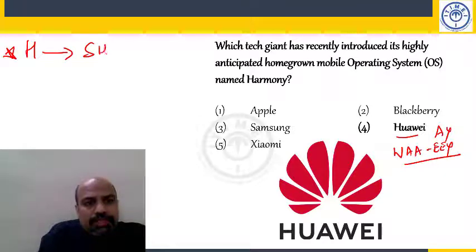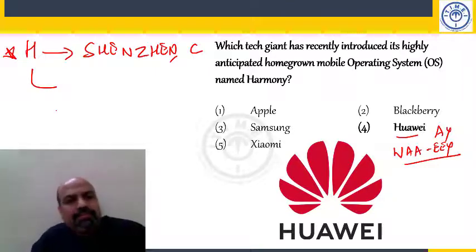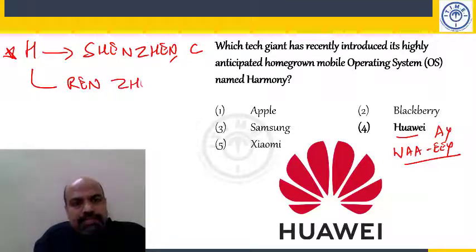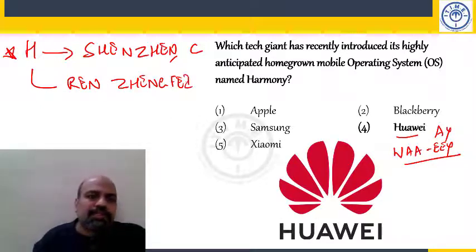Where is it headquartered? Shenzhen. Headquartered in Shenzhen, China. Chairman is Ren Zhengfei. This is an ex-military guy from China. He was in the Chinese military. His daughter has been jailed by Canada at the request of the US for breaking sanctions against Iran. So some other time we can discuss that. Ren Zhengfei. Okay.